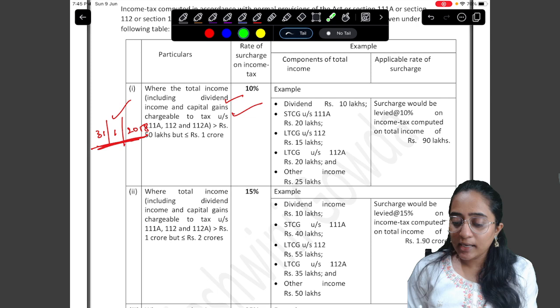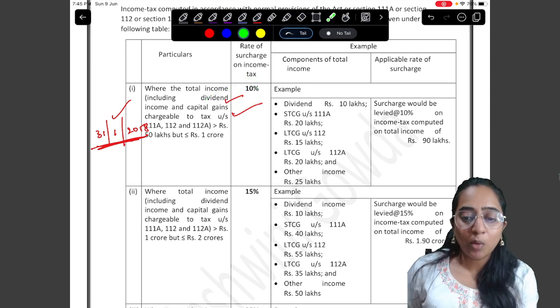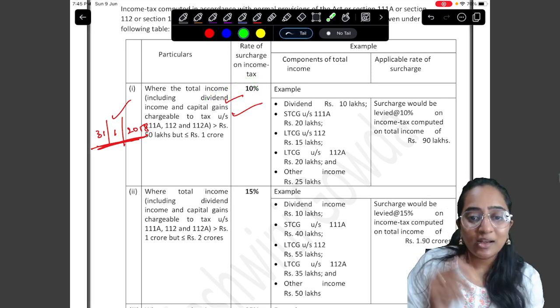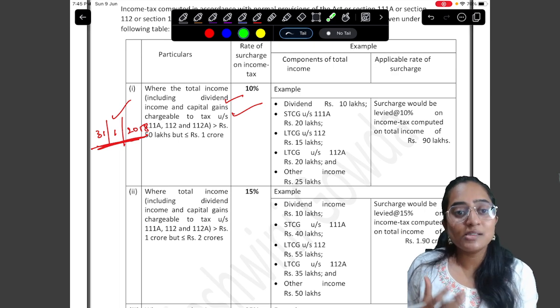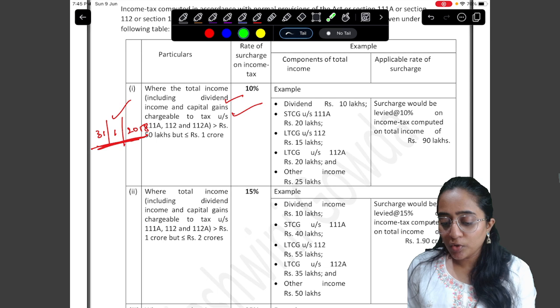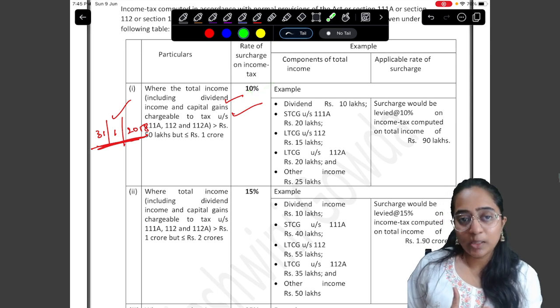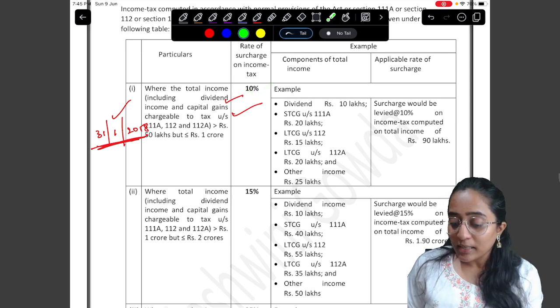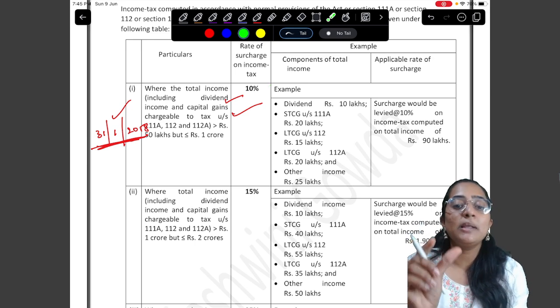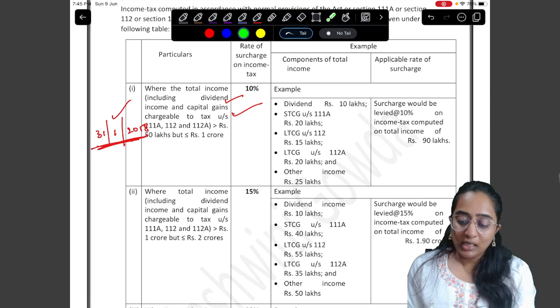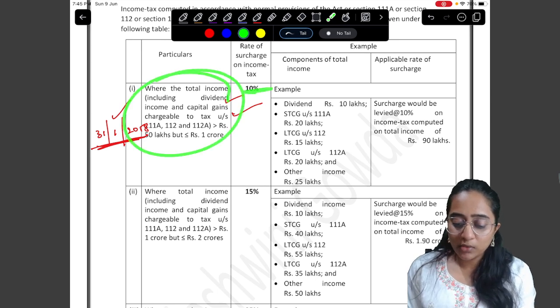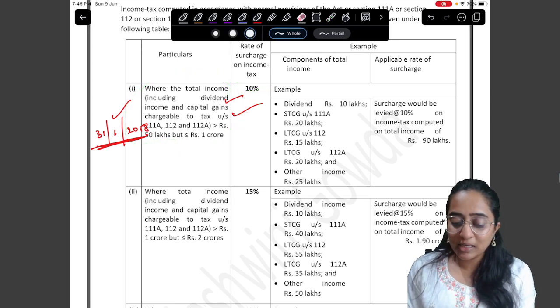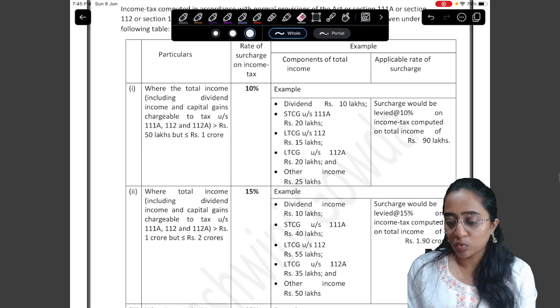1 crore. The rate of tax which is applicable is going to be how much? 10%. What do you mean by the rate of tax which is applicable is 10%? It is that the surcharge applicable on that income is going to be 10% if your income is exceeding 50 lakh but less than or equal to 1 crore.